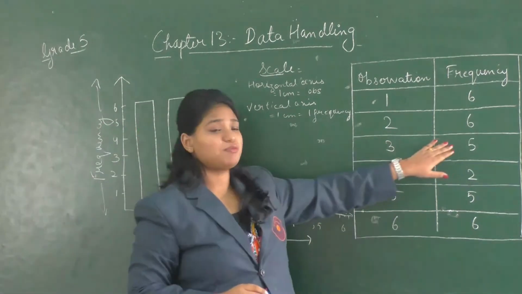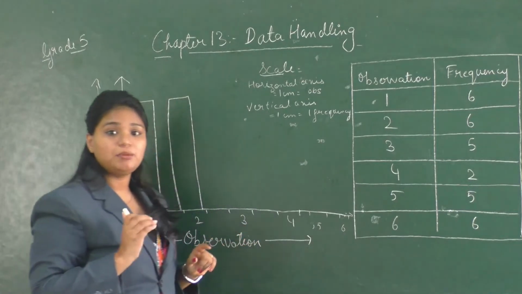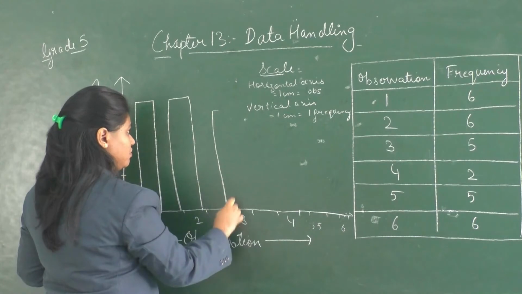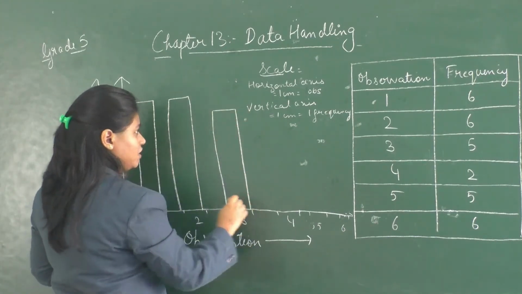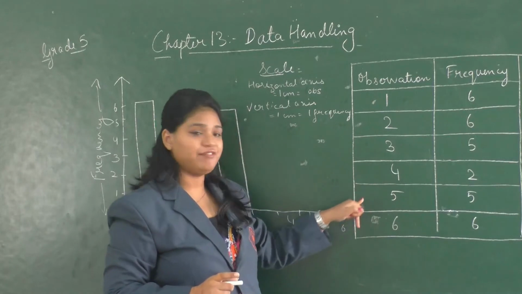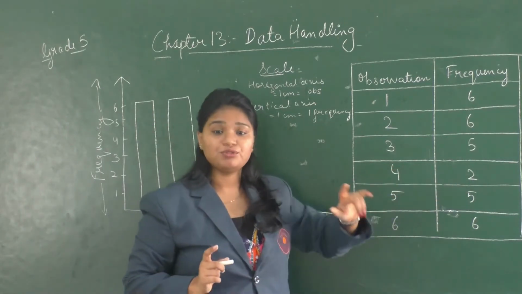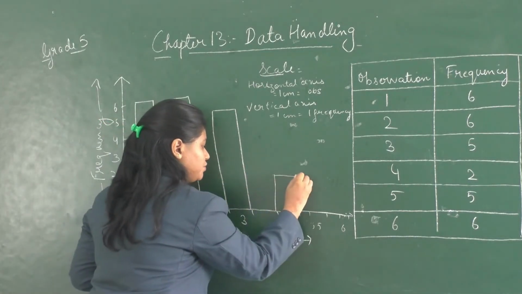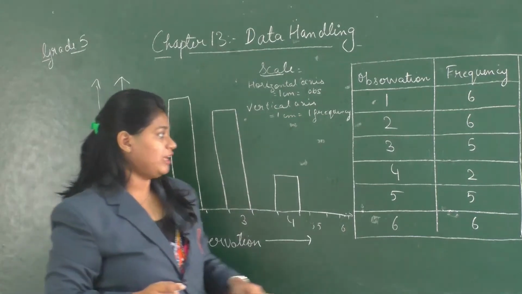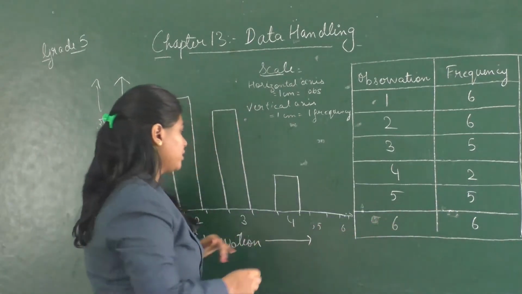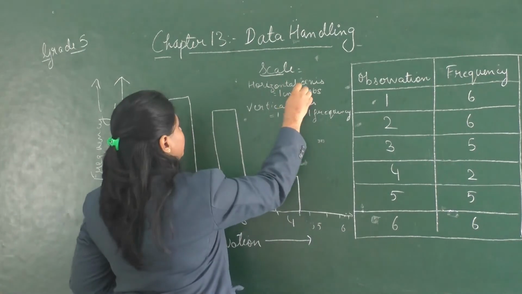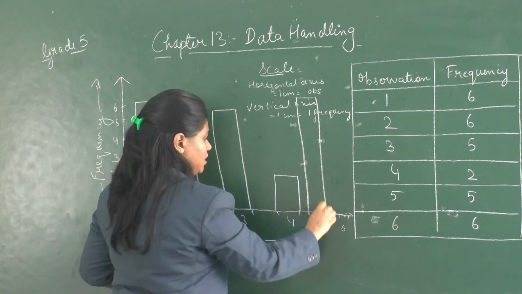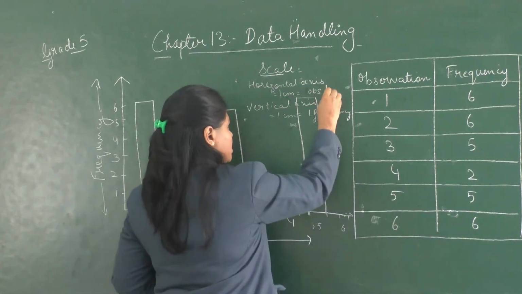Again I will use the ruler and make a bar up to 6. Okay. Now for 3, the observation is 5. So I will make the bar up to the number 5 here. Now similarly you will do for 4, 5 and 6. For 4 the bar is up to 2. So 2 is here, so I will make the bar up to this length. Now for 5 it is going up to 5. So it will be somewhere here. And for 6 it reaches up to 6.